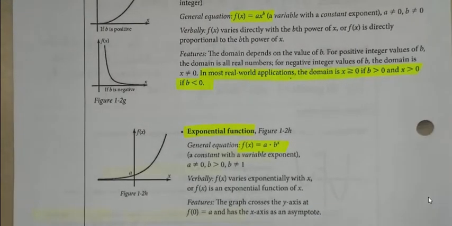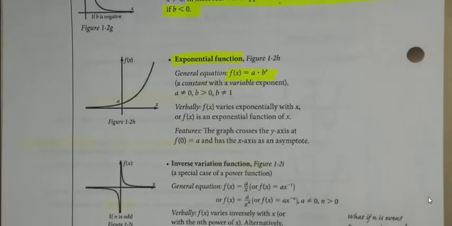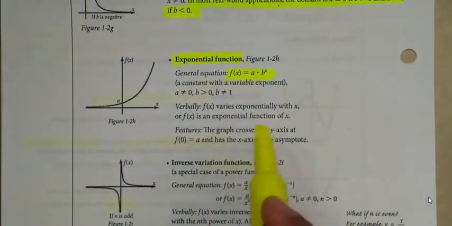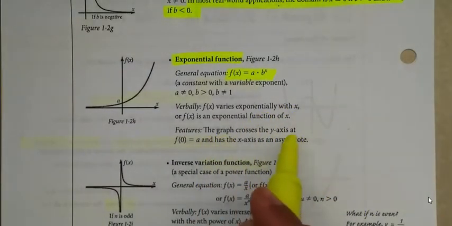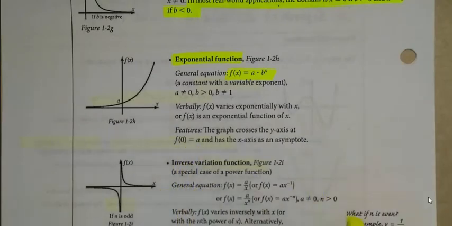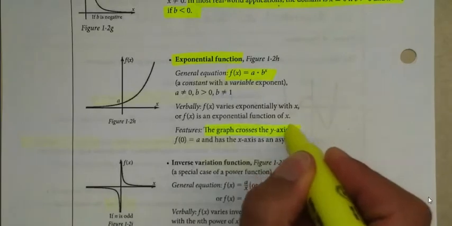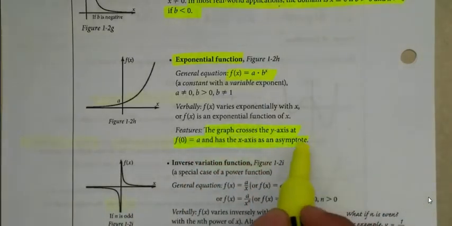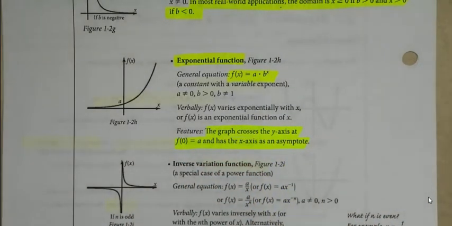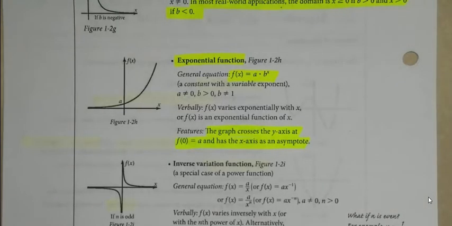So exponential functions, the big feature here is that the graph crosses the y-axis at f of 0 equals a and has the x-axis as an asymptote. So that's pretty important. And then we come back to that word asymptote. And remember, we're talking about the parent graph. So as you do your shifts, that asymptote could potentially move.